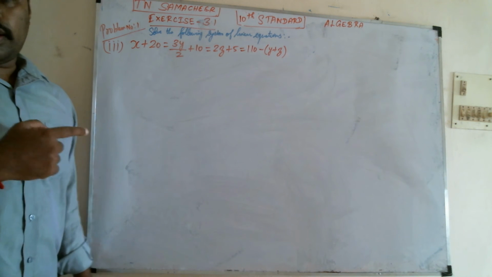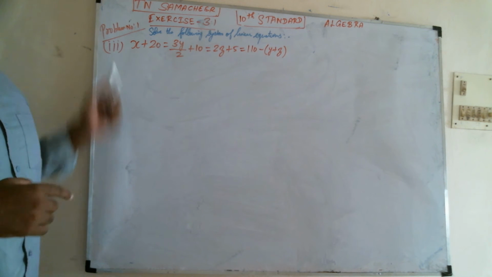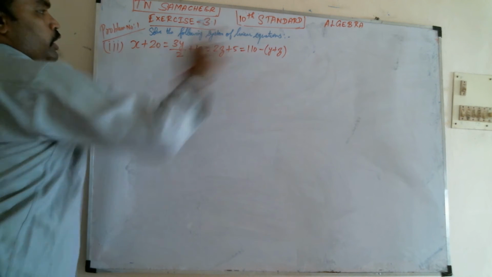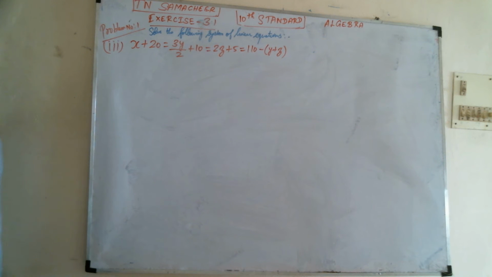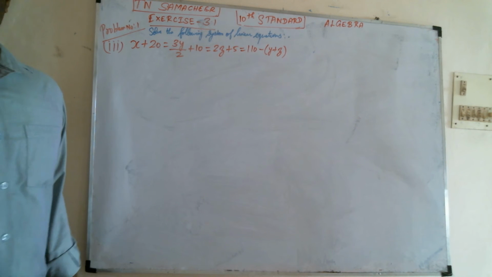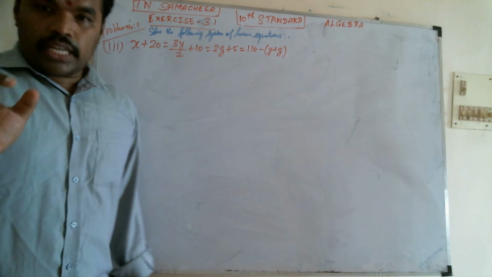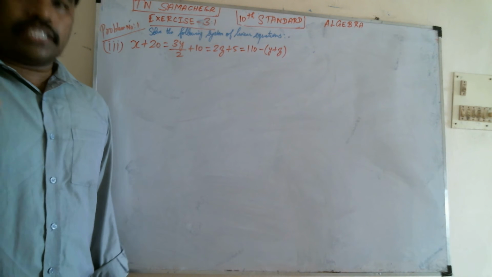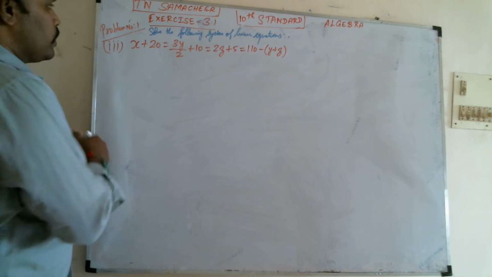Exercise 3.1 Algebra. First problem, third subdivision. That is, solve the following system of linear equations. So, in this first problem, third subdivision, we are going to see: solve the following system of linear equations means, what is the system? We need to find out the x, y and z values. So, in this case, how are we going to proceed?